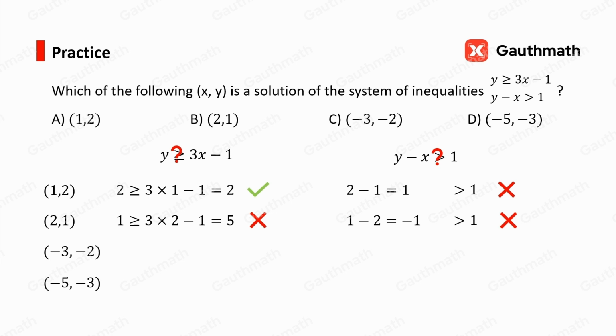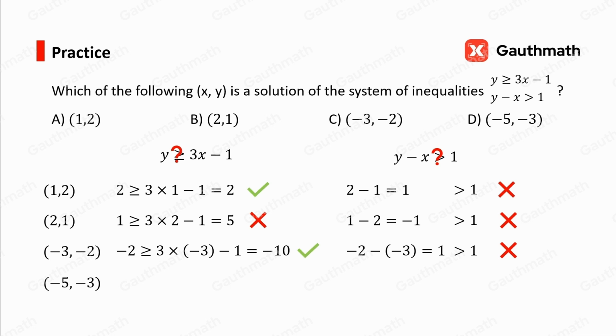Then substitute x equals -3 and y equals -2 into the first inequality. It is true, because -2 is greater than or equal to -10. And the second one, no, it's not true, for the same reason: 1 is not greater than 1. So C is not the right answer. So it must be D, right? Since A, B, C are not correct.